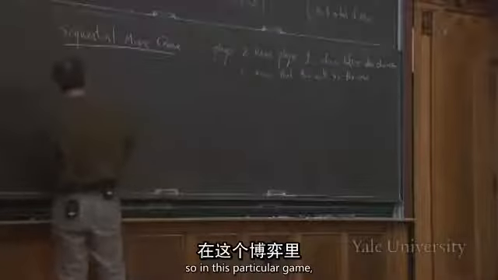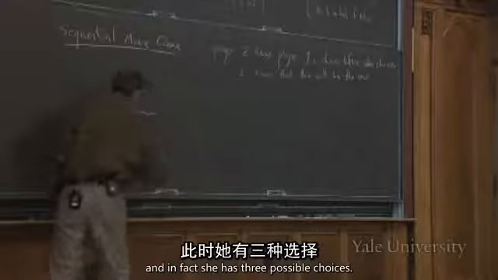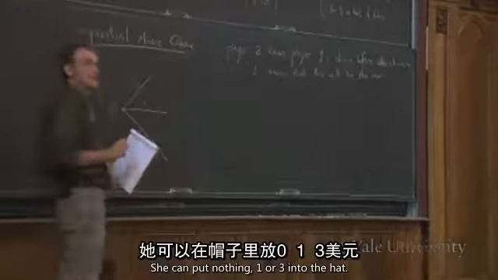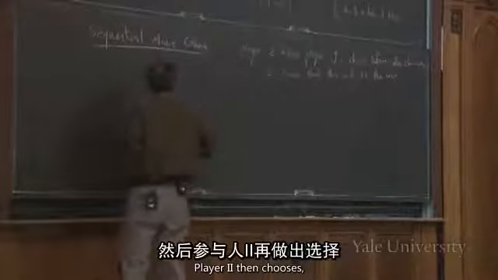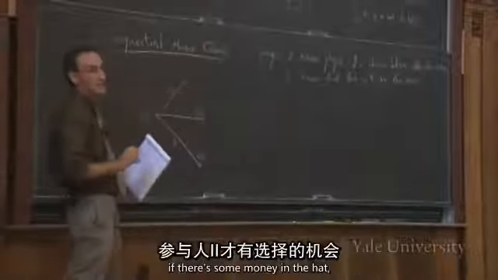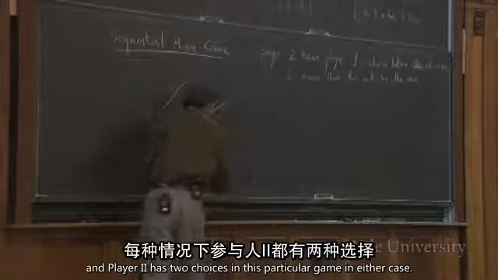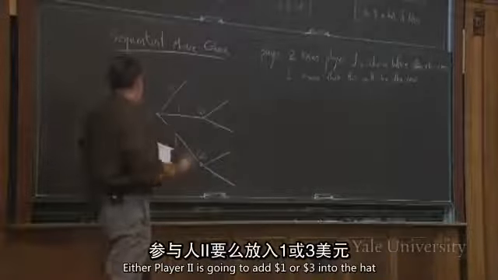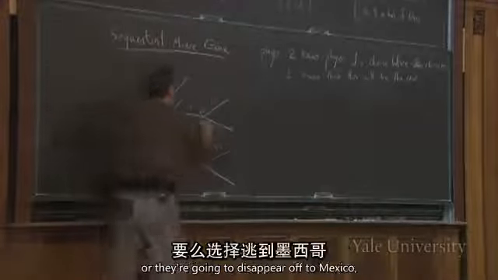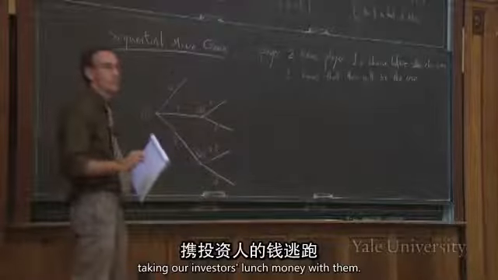So in this particular game, here is player 1 making her choice. And in fact, she has 3 possible choices. She can put nothing, 1, or 3 into the hat. All right. Player 2 then chooses, although really player 2 only has choices to make if there's some money in the hat. And player 2 has 2 choices in this particular game in either case. Either player 2 is going to add $1 or $3 into the hat, or they're going to disappear off to Mexico, taking our investors' lunch money with them.